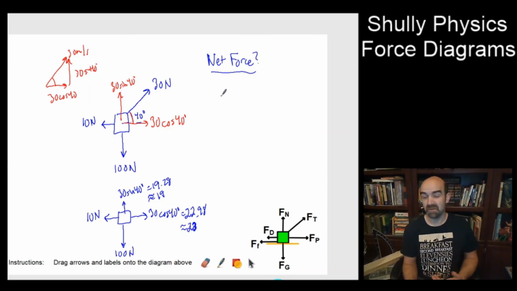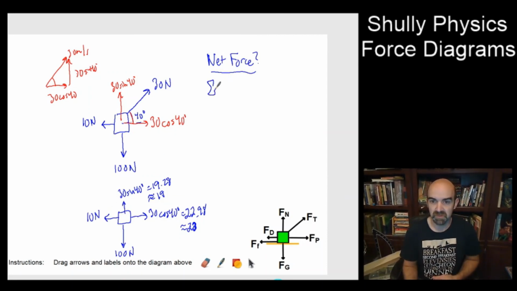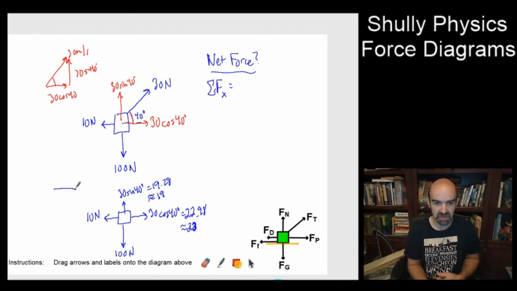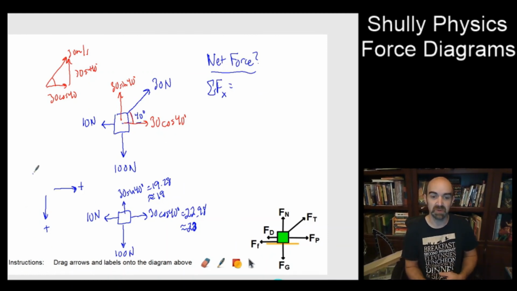So what's the net force? Well, we're going to sum the forces in the x direction and the y direction. I'll start with x here. I always like taking the bigger one. It's really arbitrary which way is positive. I'm going to define right as positive. And you know what? Let's have fun. I'm going to also define in the vertical direction down as positive. You can make them either way.